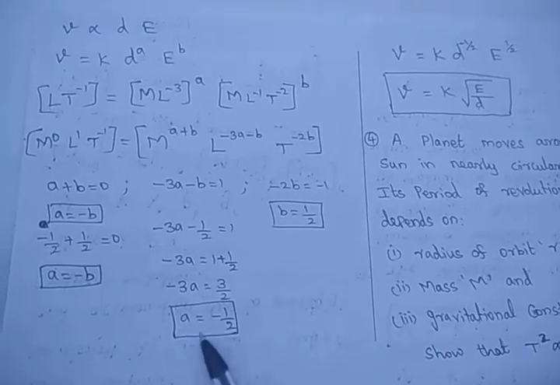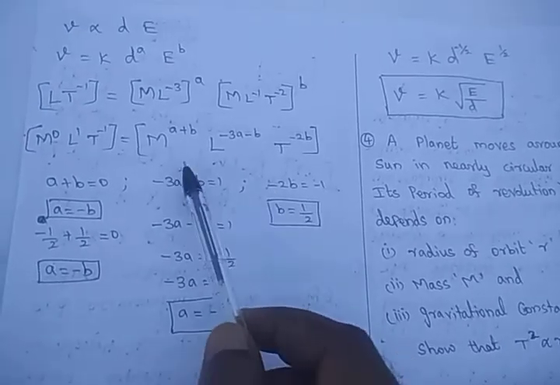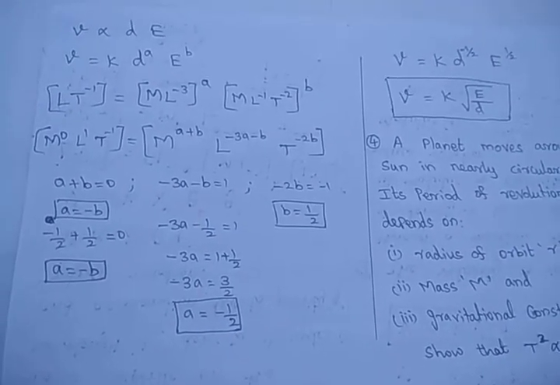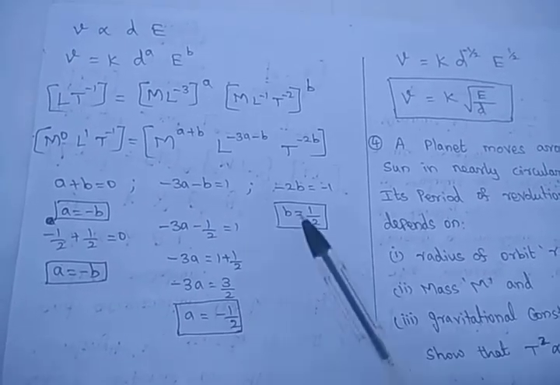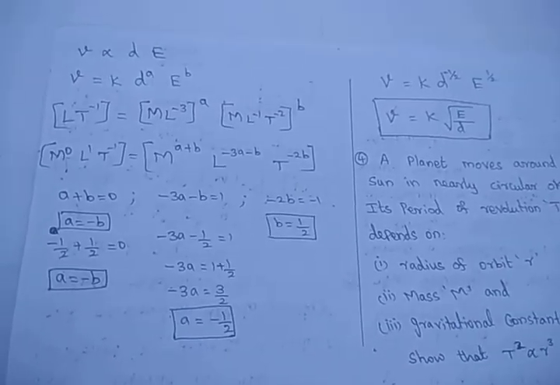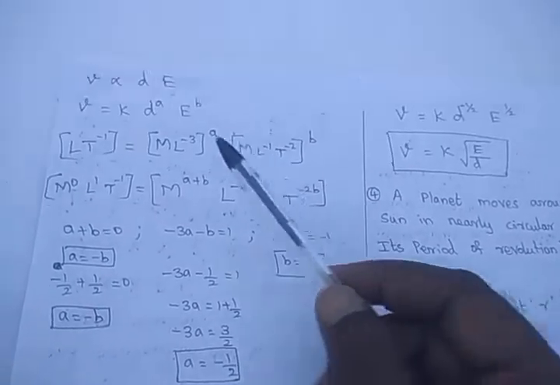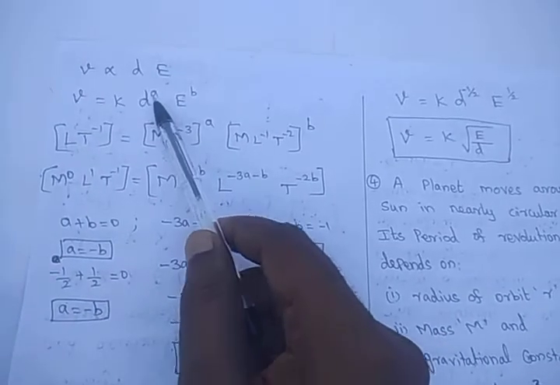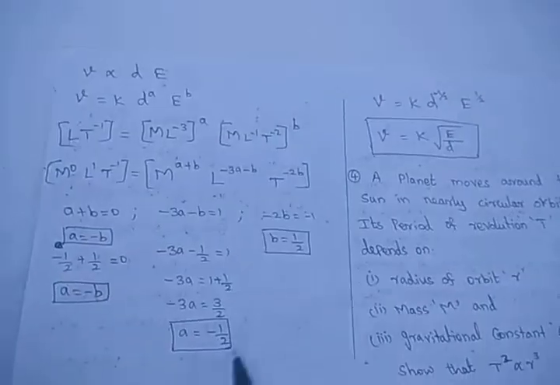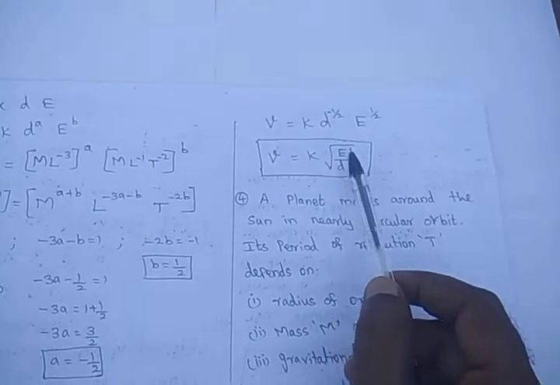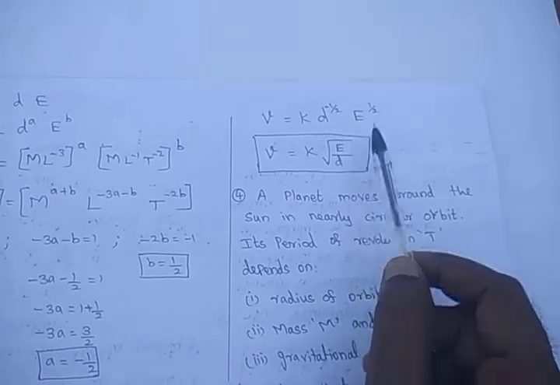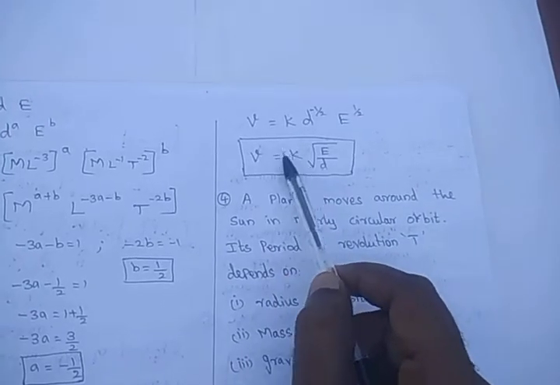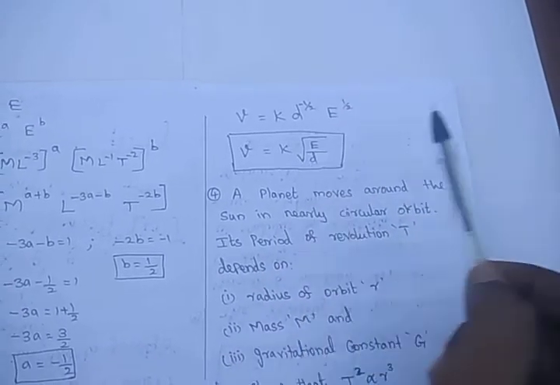That is clearly what we get. By substituting in this equation here, we get A is equal to minus 1 by 2. So A is equal to minus 1 by 2, B is equal to 1 by 2. So substitute these two values here. This is minus 1 by 2, this is plus 1 by 2. So it will become root of E by D. Minus 1 by 2 means it comes to the denominator, plus 1 by 2 means it is in the numerator. So velocity is equal to K root of E by D.